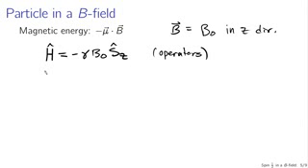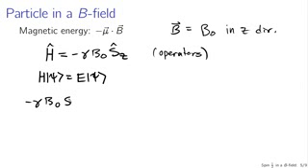The Hamiltonian allows us to write a time-independent Schrödinger equation to find our stationary states. H psi equals E psi. Well, we know what the Hamiltonian is now, so we can substitute that in: minus gamma B0 S sub z psi. If that's going to be equal to E psi, what we have here is an eigenvalue problem.